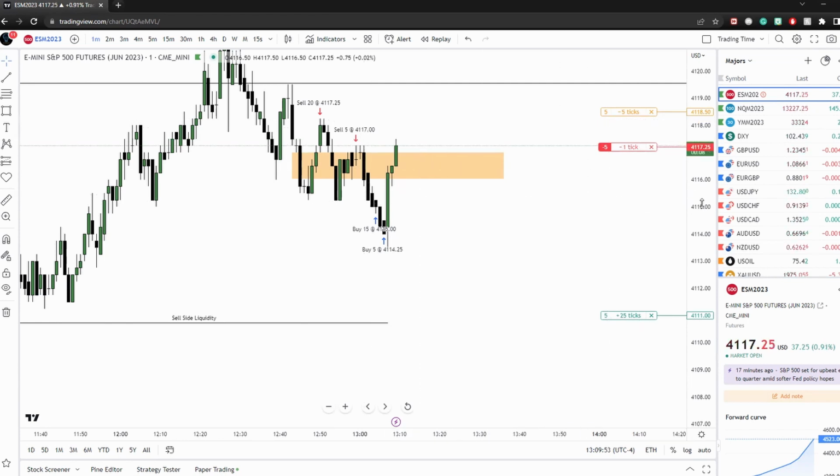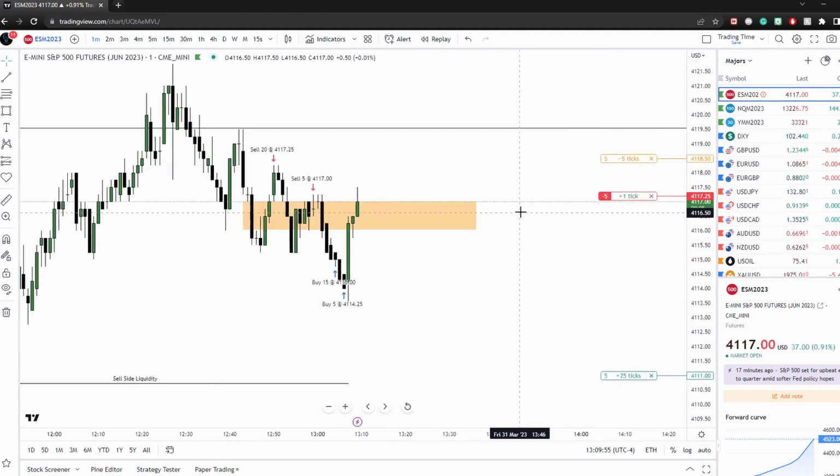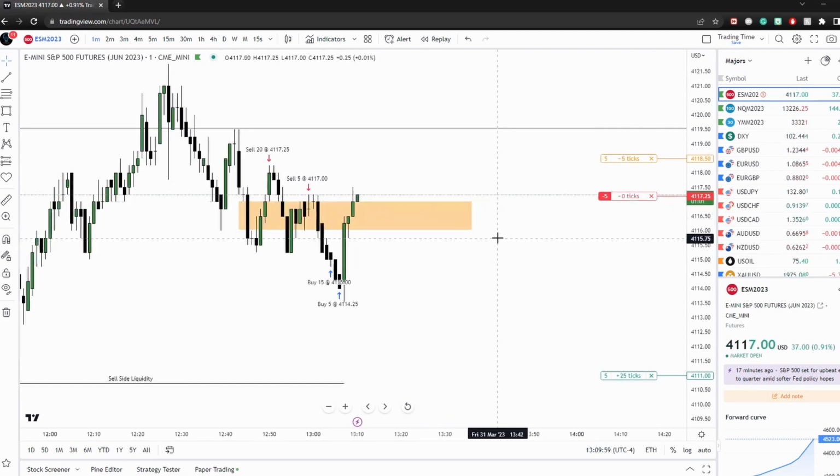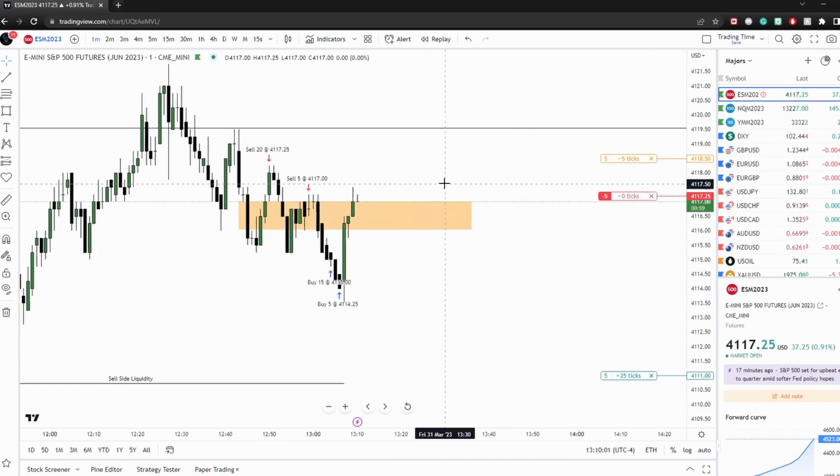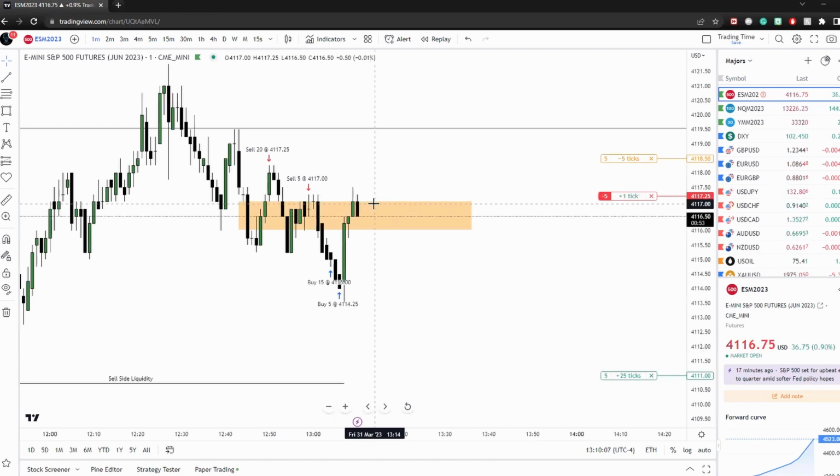We took partials out. It's okay. I'm managing this right now. Price is moving lower. 4 seconds. 3, 2, 1. Closes there. Okay. Next candle. Right. Looking for this to push lower. I want to see it violate this fair value gap.